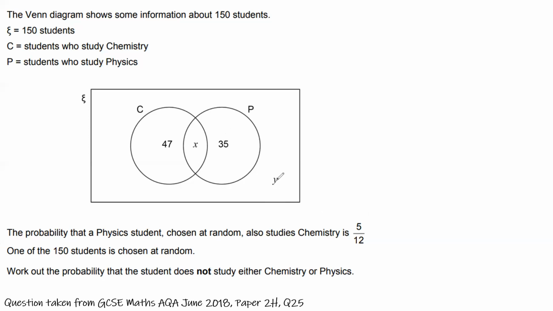So the way that I always start with these questions, because I think they can be a little bit overwhelming just because of the sheer volume of information, is by thinking about what we do know. So we know that we have 35 students who just study physics. So physics and not chemistry is 35. Physics and chemistry is an unknown number. Sorry, I should have written this one differently because it's physics, not chemistry.